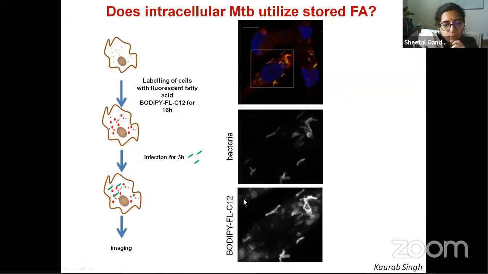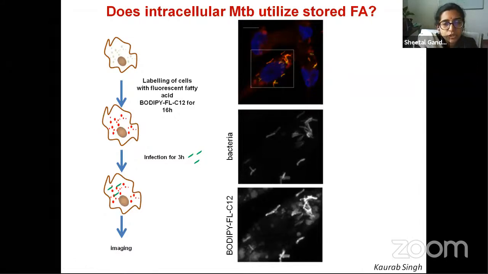lower panel. And what you would be able to appreciate by looking at this image is that you have two types of staining patterns for this fluorophore. One is present in structures that look like lipid droplets. And secondly, you have it in structures that match or overlap with the bacterial signal. So what this told us is that the stain that was taken up by the lipid droplets prior to infection has now been transferred to the bacteria.